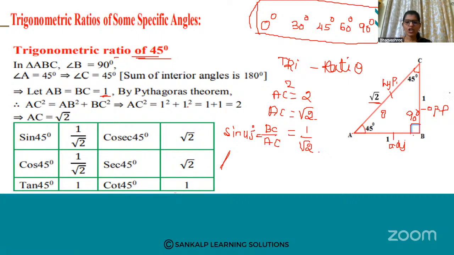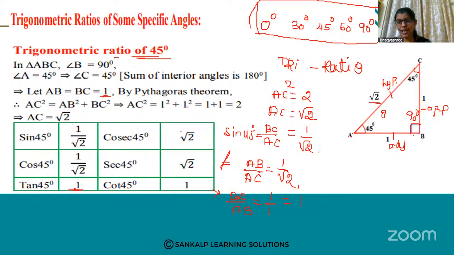Next, cos 45 degree. Cos theta is adjacent divided by hypotenuse. That's equal to adjacent side AB, hypotenuse AC. AB value is 1 and AC value is root 2. So cos 45 degree is also 1 by root 2. Next, tan 45 degree. Tan 45 means opposite divided by adjacent. Here opposite side is BC, adjacent side is AB. BC is 1, 1 divided by 1 is 1. So tan 45 degree is 1.